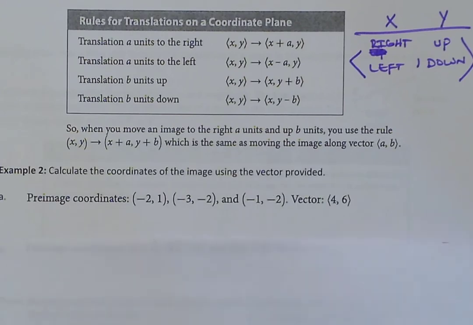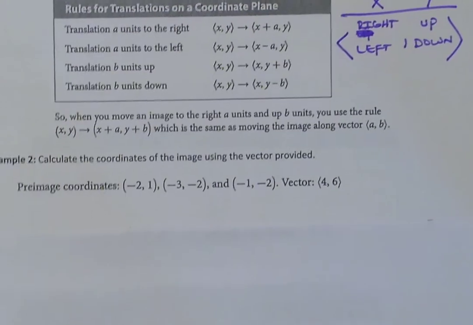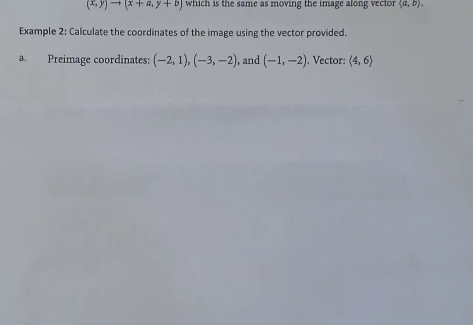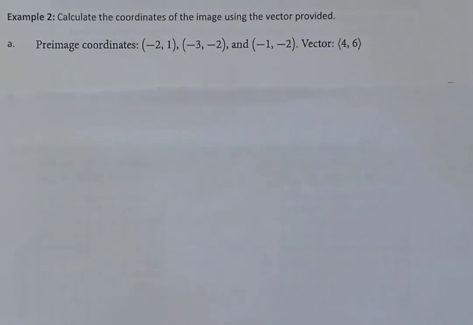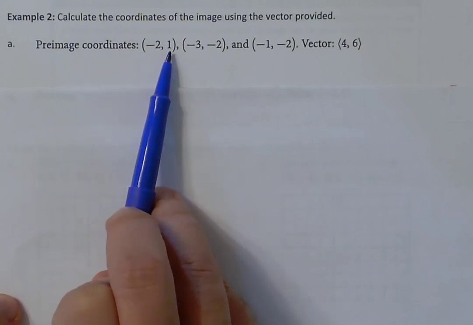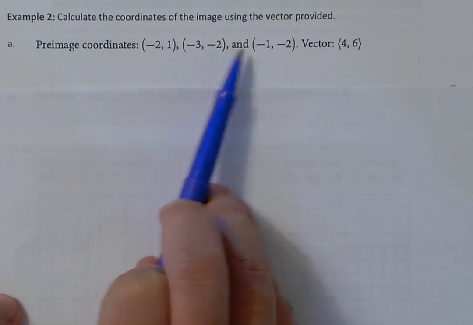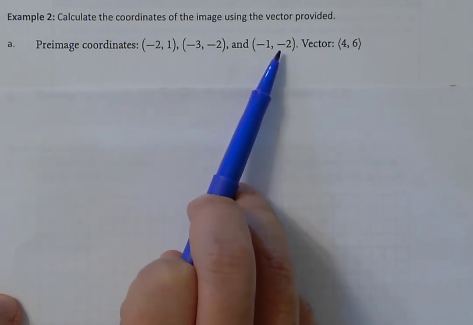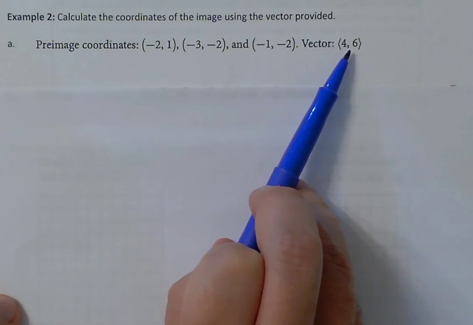Example 2 is going to ask us to calculate the coordinates of the image when we are given the vector. We're provided the vector, and we have to state what all the points will be. You will see this pop up on homework and potentially on a quiz, so it is a handy thing to use without needing a graph. For part A, the pre-image coordinates are -2, 1, -3, -2, and -1, -2, and our vector is 4, comma 6.